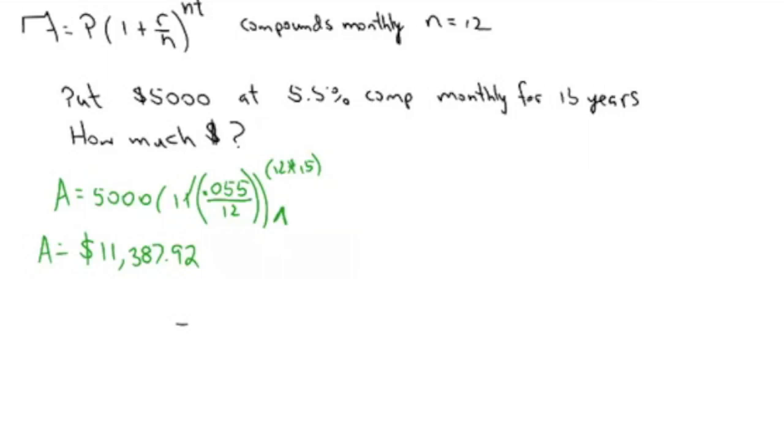5,000 parentheses 1 plus 0.055 divided by 12 parentheses caret parentheses 12 times 15. All right. What if? Let n equal 1,000. Do the same calculation, but let n equal 1,000.